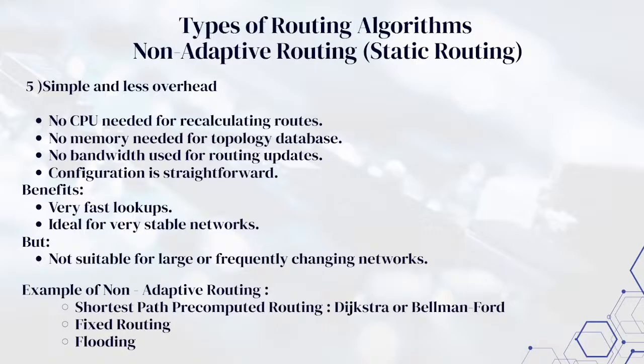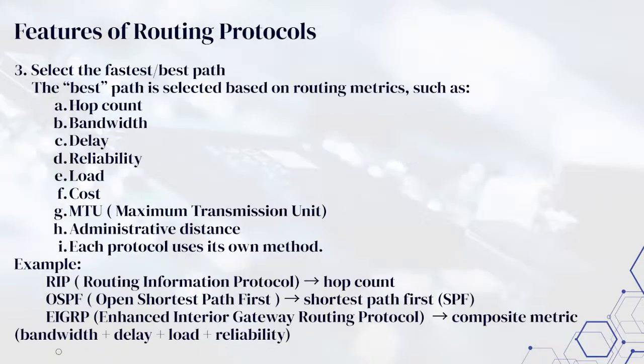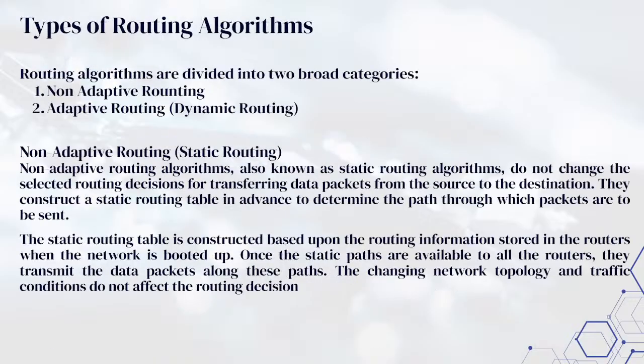As we were talking about adaptive and non-adaptive routing, the second one is adaptive routing. Again, I'm giving you 30 seconds to understand the concept and revise what we have learned. The first thing is what routing is, and the features of routing. Three features we have discussed. Then, what routing should optimize, what the metrics in routing are, and the types of routing. There are two types, non-adaptive and adaptive. Non-adaptive means a static one, and we are going to learn about adaptive routing.